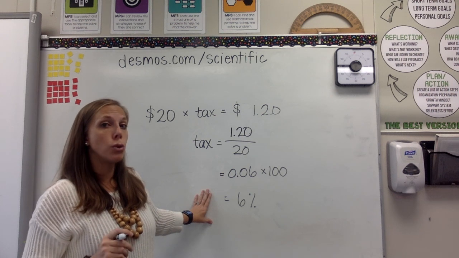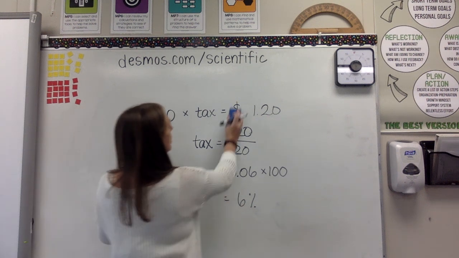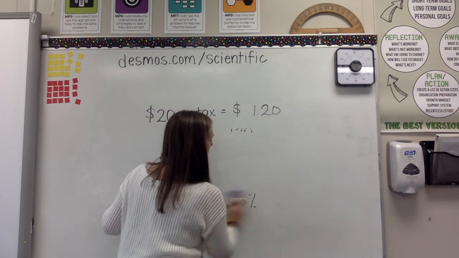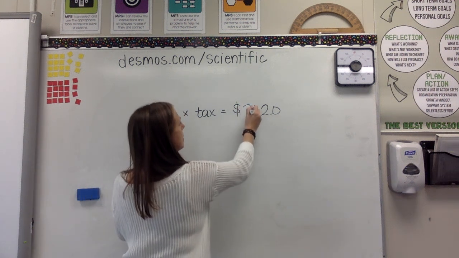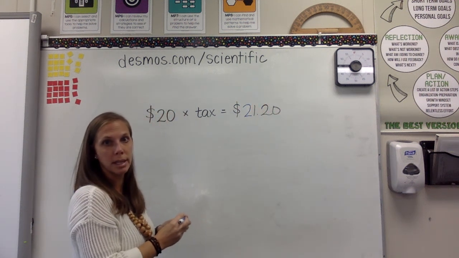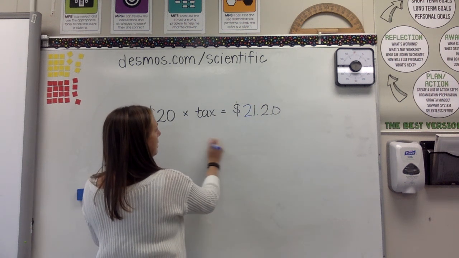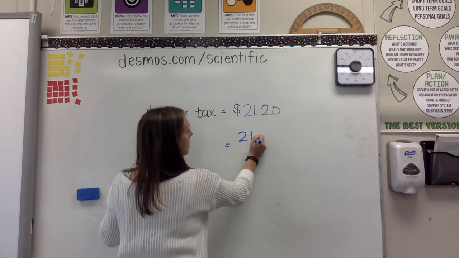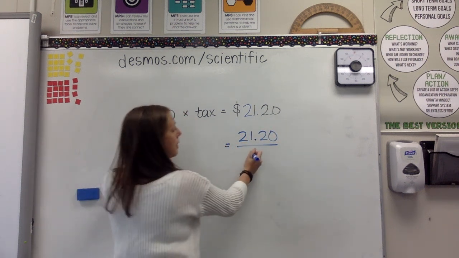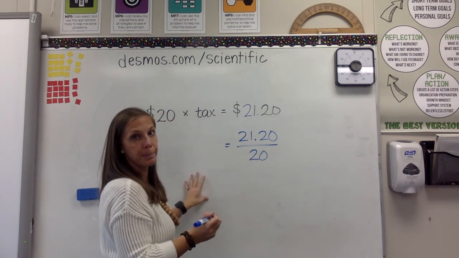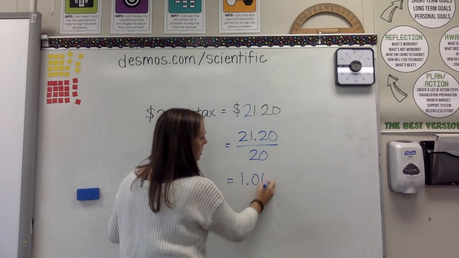The other way you could do this same thing, so I'm going to take this away for a minute. This time, I'm going to leave that $21.20 there. If I do it this way, I can take the $21.20. Same idea. I'm going to divide it by that $20 for the item. When I divide this, I will get 1.06.